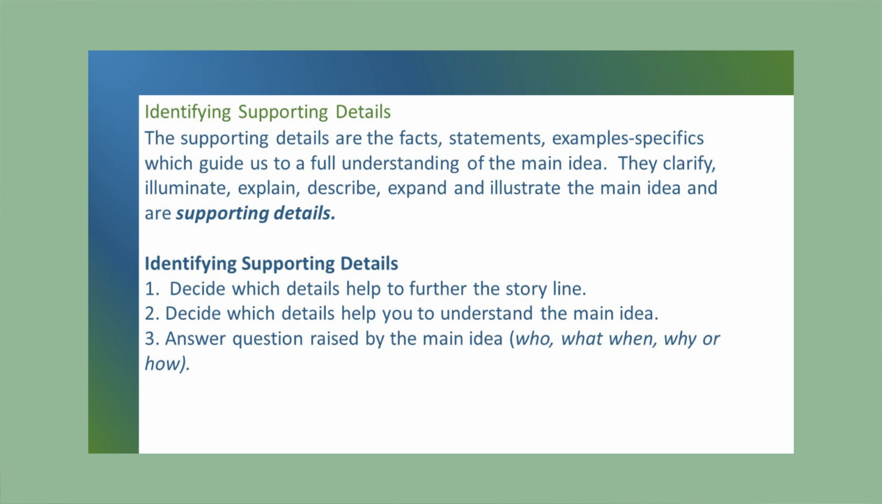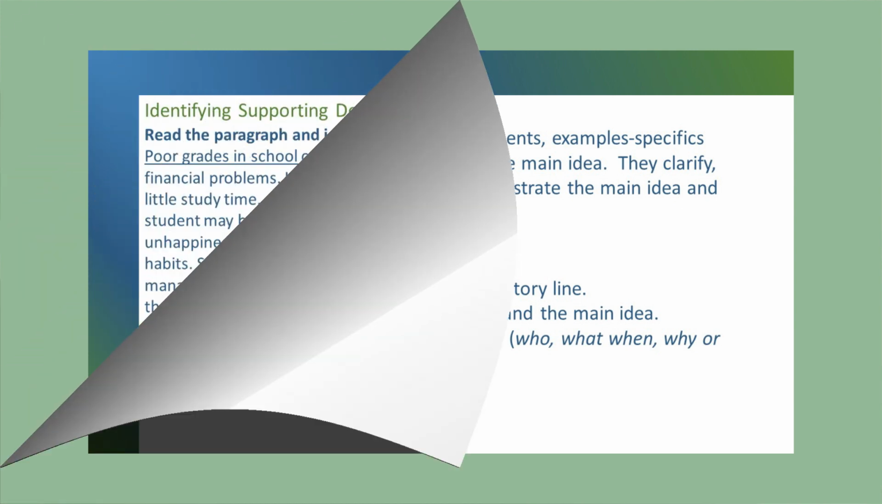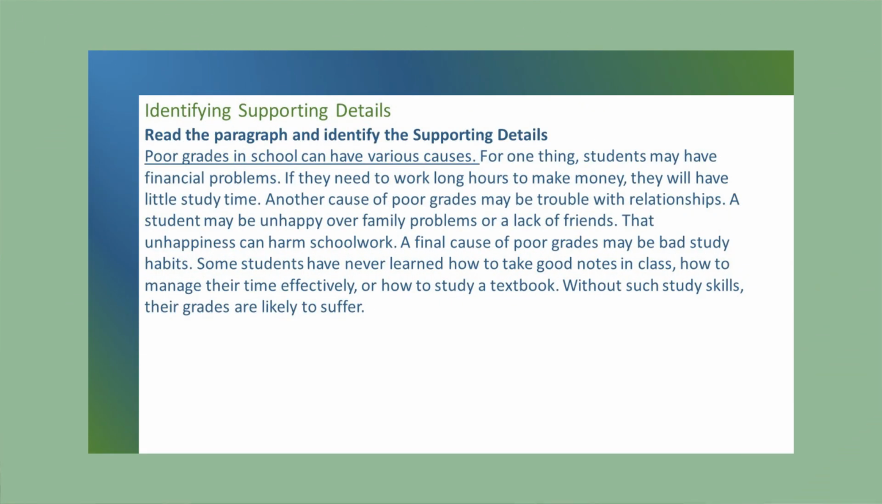So here's some tips to identify supporting details. Decide which details help to further the storyline or to further whatever article you're reading. Decide which details help you to understand the main idea, and answer the question raised by the main idea. Who, what, why, when, or how. That's what supporting details do. They answer the questions of why. They answer the questions of who is this about and what is this about. So identifying supporting details.